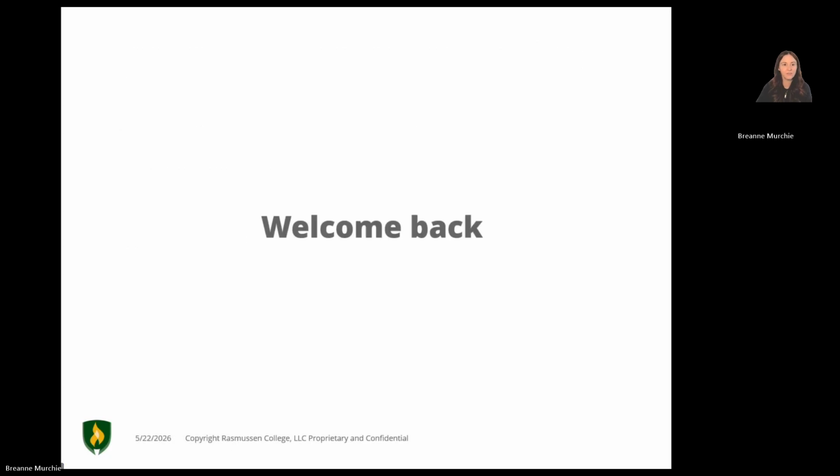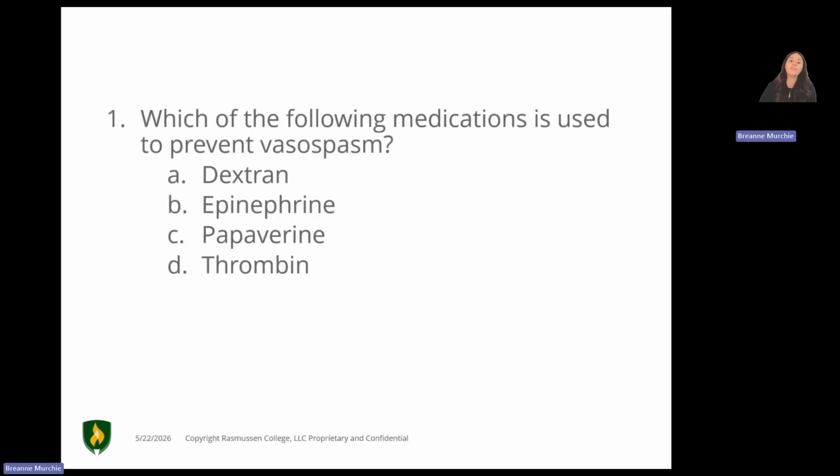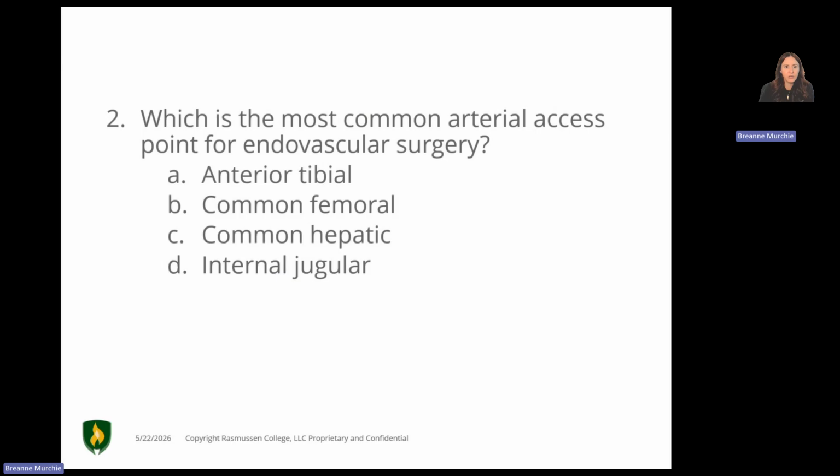Welcome back. All right, number 1, which of the following medications is used to prevent vasospasm? That is going to be papaverine. The others do not prevent vasospasm at all. So hopefully you were able to get down to that 50-50 for papaverine. That one's kind of a tricky one.